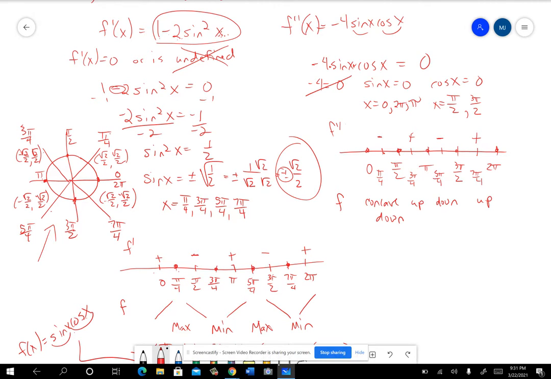See, these are the intervals. It's concave down from 0 to pi over 2. It's concave up from pi over 2 to pi, down from pi to 3 pi over 2, and then up from 3 pi over 2 to 2 pi. Okay.